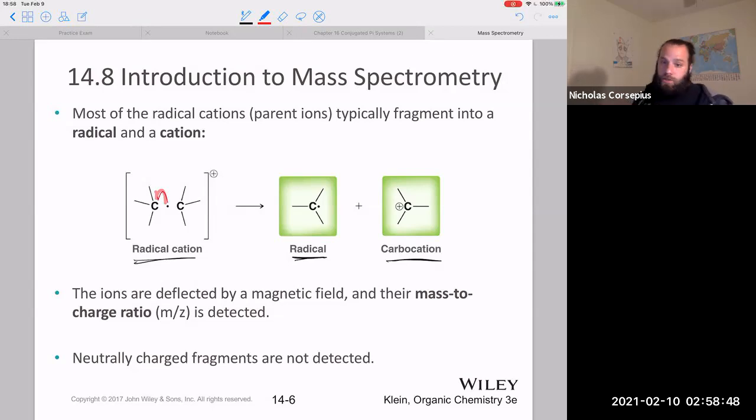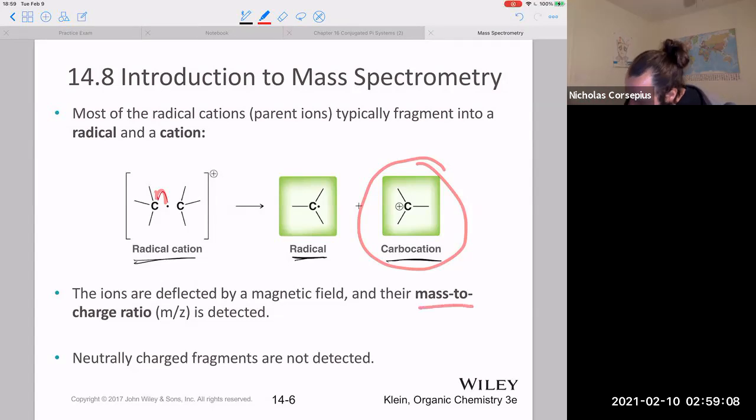Again, this is really important because it's only going to be the charged particle that makes its way to the detector. So when we have a fragmentation, the radical doesn't actually do anything. It kind of just flies off into the machine. The carbocation portion, the cation portion, the one with the positive charge, is what makes its way to the detector. And what the detector is really measuring is the mass to charge ratio. So m/z is the mass divided by the charge. For small organic molecules, like what we're going to be doing in this lab, the charge is almost always +1. So it's really just the actual mass.